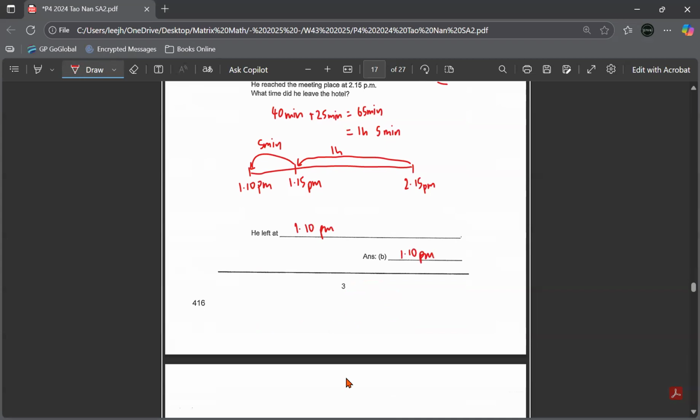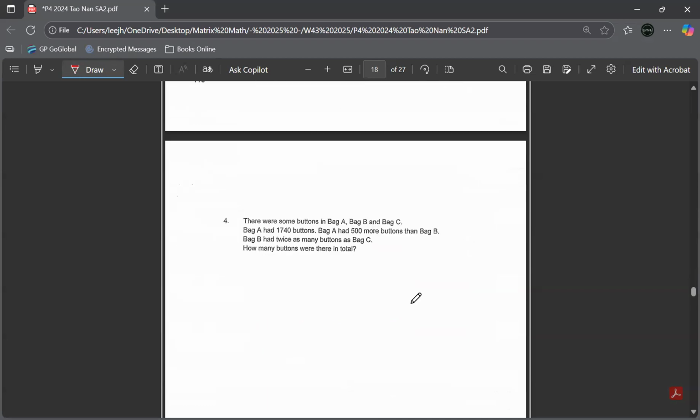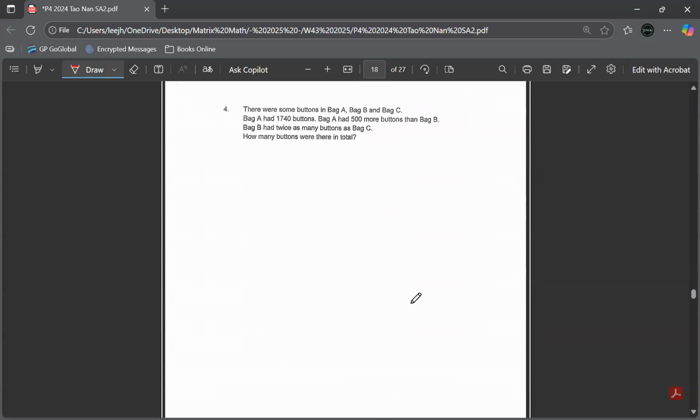Question number 4. There were some buttons in bag A, bag B, and C. Bag A had 1,740 buttons. Bag A had 500 more buttons than bag B. Bag B had twice as many buttons as C. How many buttons were there in total?